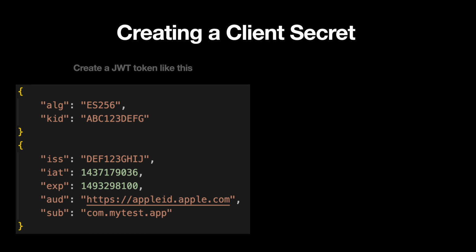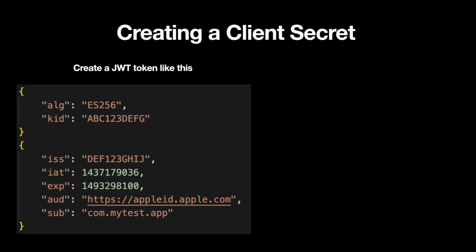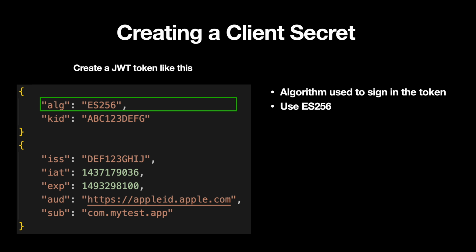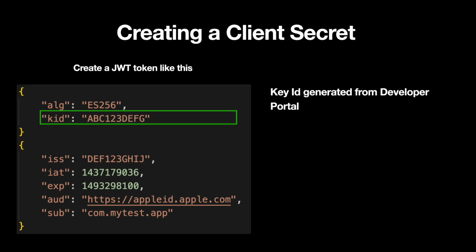Let us understand how to create a client secret. We have to create a JWT token like this, and it has the following parts. First is the algorithm, which is ES256. We have to use this algorithm to sign the token. This is the key ID generated from the developer portal. When we make the Sign in with Apple key on the developer portal, this is the ID of that particular key.